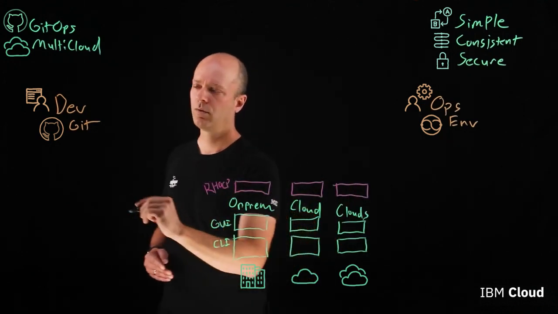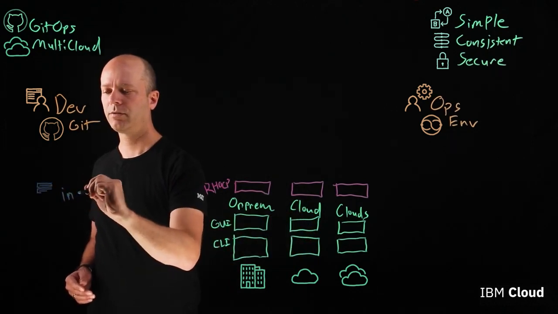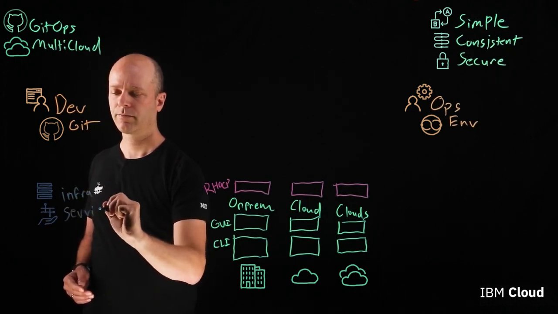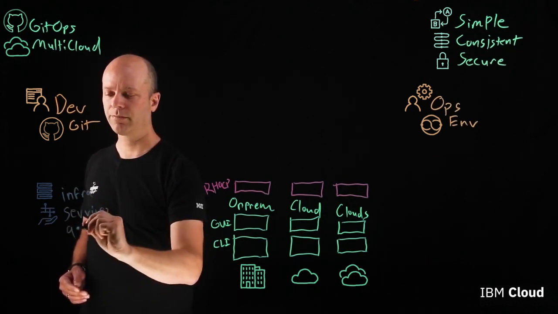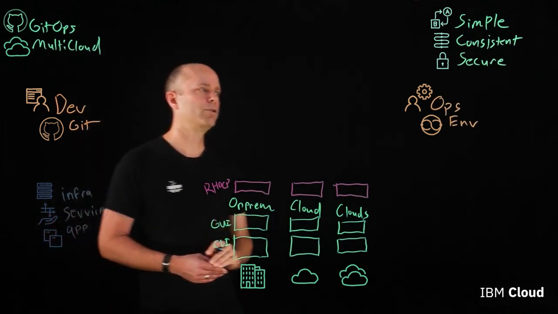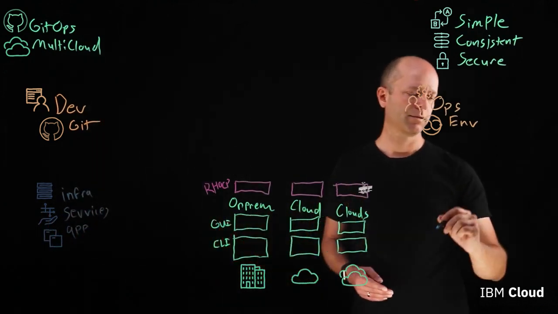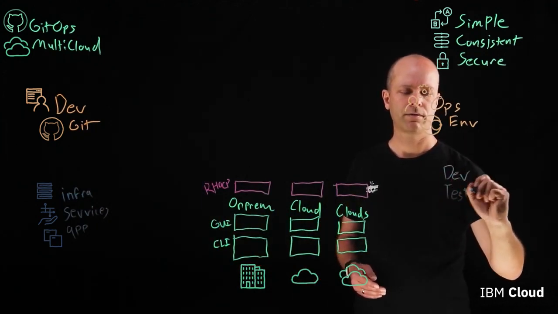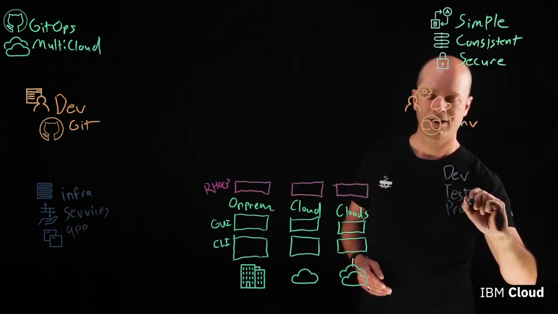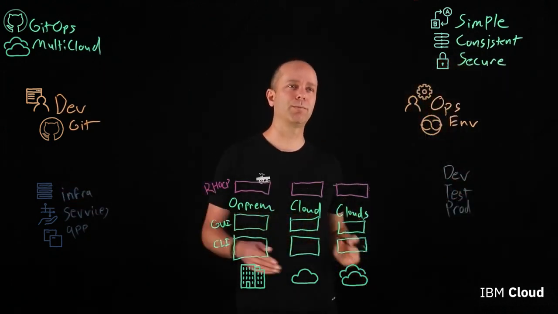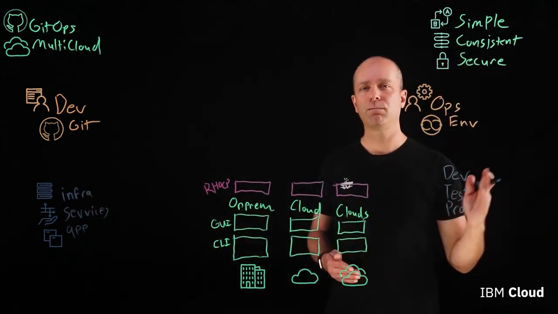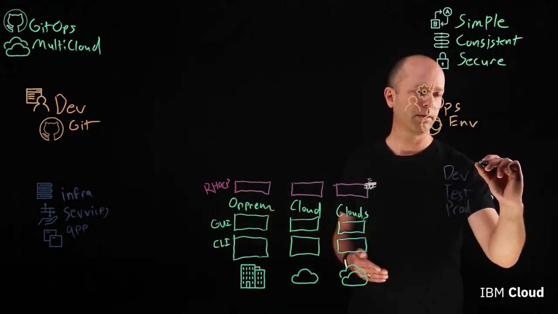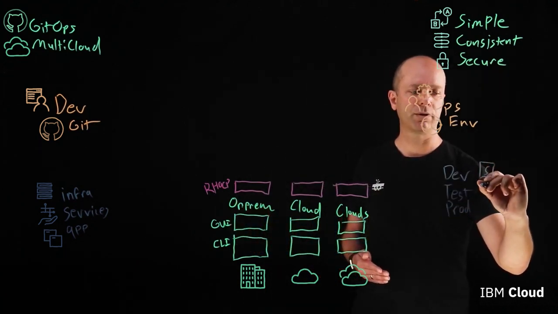Well, we can set up repositories for infrastructure, for services, and for the applications. So when we go and look at your deployed environments, your dev, your test, and your prod environments can all be managed in your infrastructure repo. And then when you start deploying services that your application depends on, things like a messaging service, that can be managed as well in the services repo.